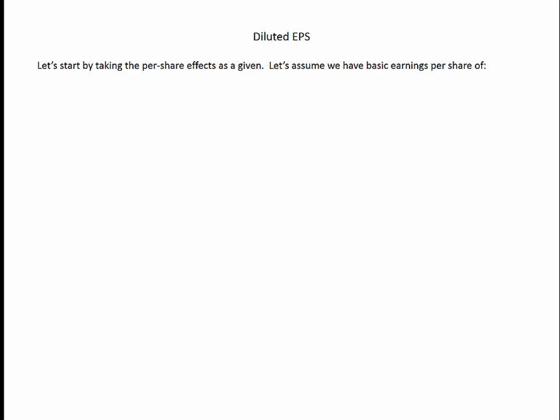Let's go ahead and start. Let's do an example, but let's take the per share effects as a given. Computing the per share effects is, in my view, the hard part of this problem. Let's go ahead and start and assume those effects are given.